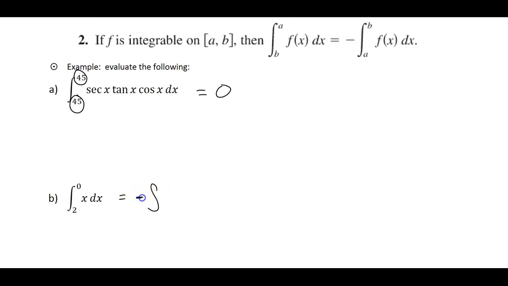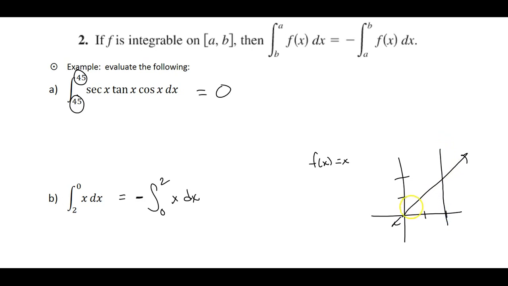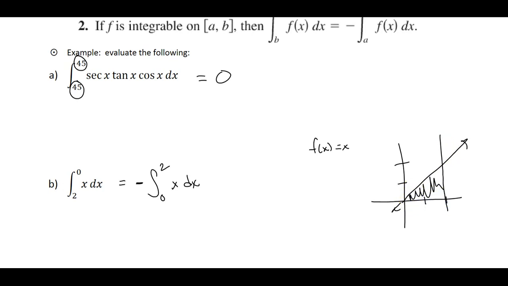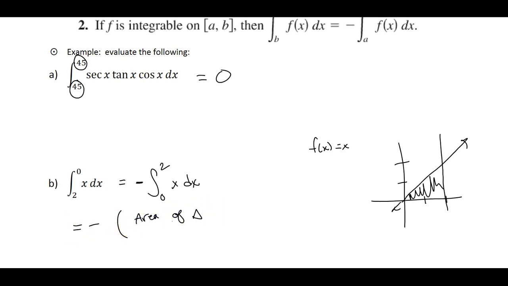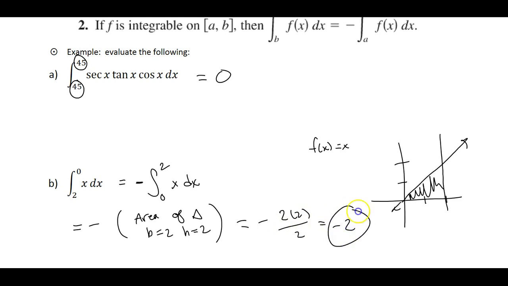So I could put a negative sign out front and make this the integral from 0 to 2 of x with respect to x. So that means that f of x would be x. Basically we've got this line out here, and we're going from 0 to 2. So this is the negative of the area of a triangle where the base is 2 and the height is 2. So this is negative base times height over 2, or negative 2. So this one actually has a negative value.